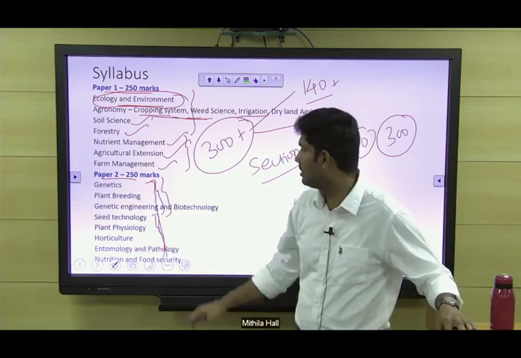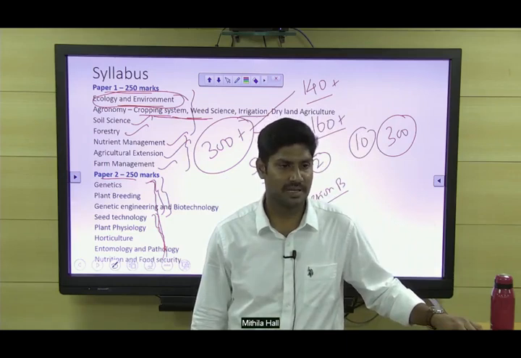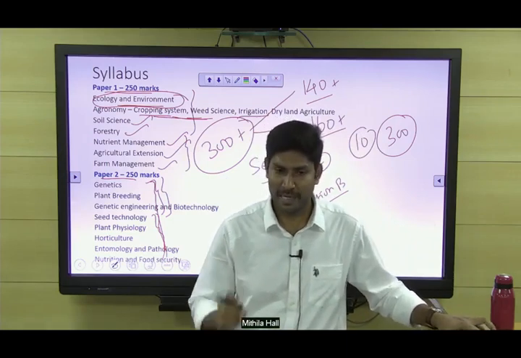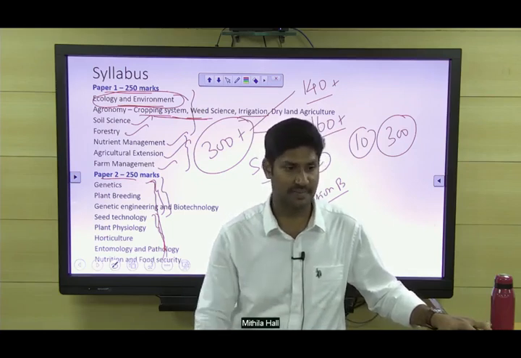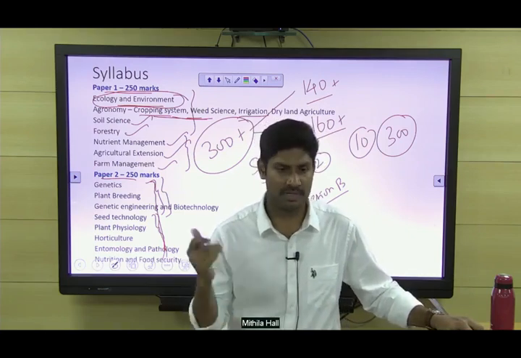Scoring is difficult in paper 1 because they are general topics. Many topics are like GS topics: climate change, greenhouse effect, global warming. So we have to address these questions technically and specifically. Otherwise, if you write general points, we won't get enough marks. That's the problem in paper 1.